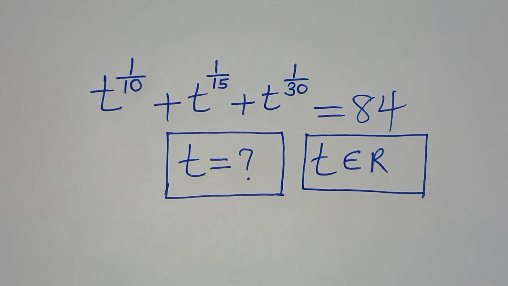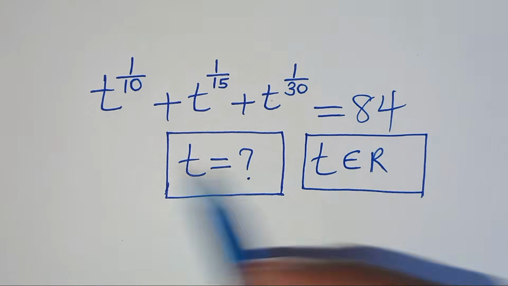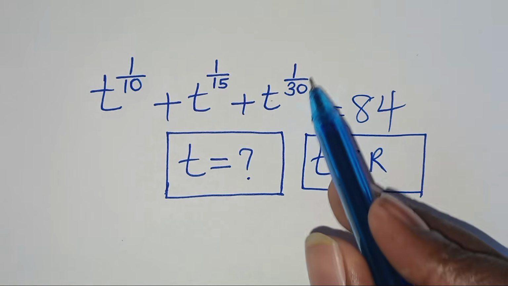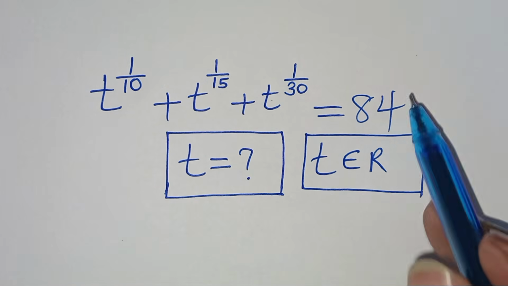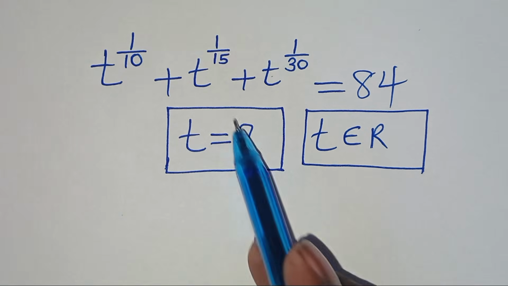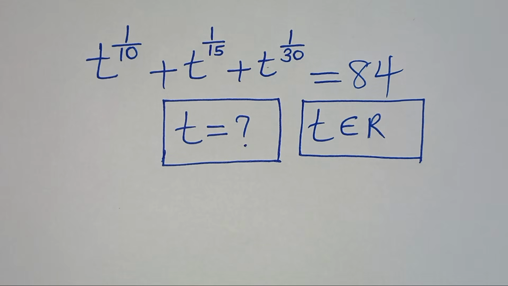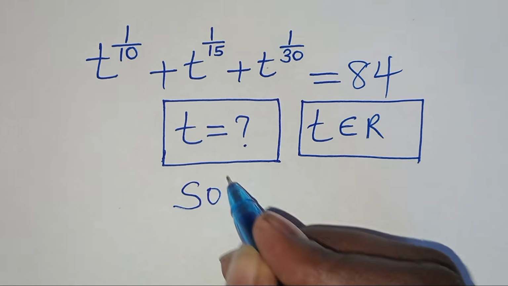You're welcome to solve this nice algebra problem, which is t to the power of 1 over 10 plus t to the power of 1 over 15 plus t to the power of 1 over 30. This is equal to 84. So what is the value of t given that t is an element of real numbers? So let's provide a solution from here.